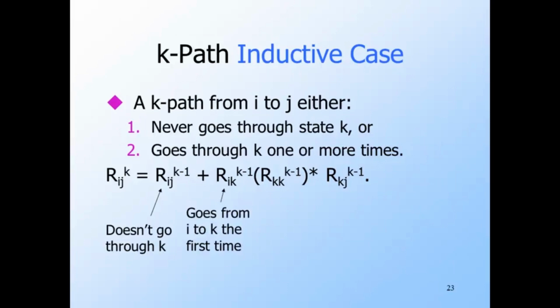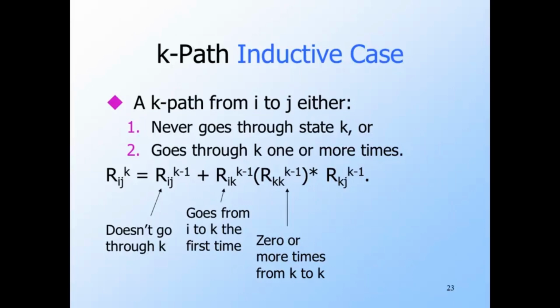All other k paths get to state k at least once. Thus we start out with R_ik super k minus 1, which generates the labels of all the paths that get us from state i to state k for the first time. Then comes R_kk super k minus 1, all starred.